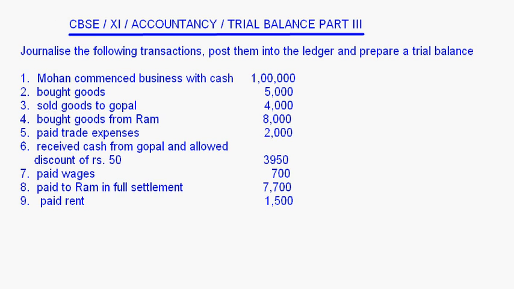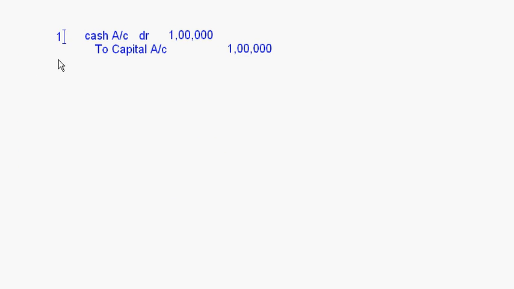Bought goods 5,000. So the second one is here. Purchases account debit to cash account. Bought goods for cash. I mean, if nothing is given, it is cash. Cash account. Here it is 5,000 and 5,000 here.